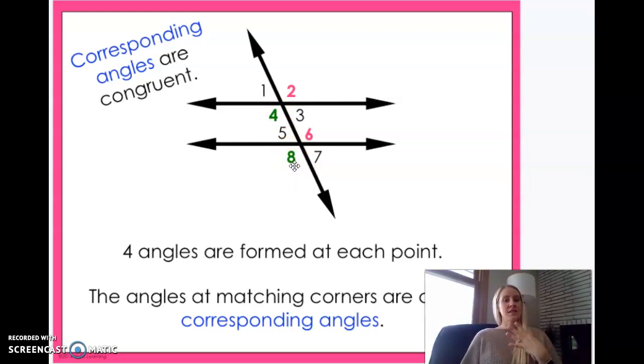And there are 4 sets of corresponding angles every time you have parallel lines cut by a transversal. So angle 1 and angle 5 are corresponding angles. Angle 3 and angle 7 are also corresponding angles. And all sets are congruent.